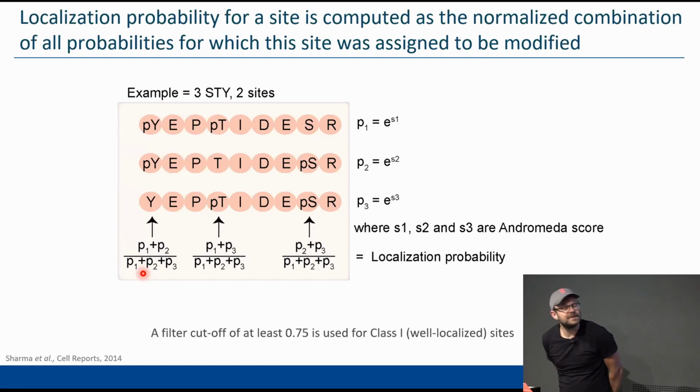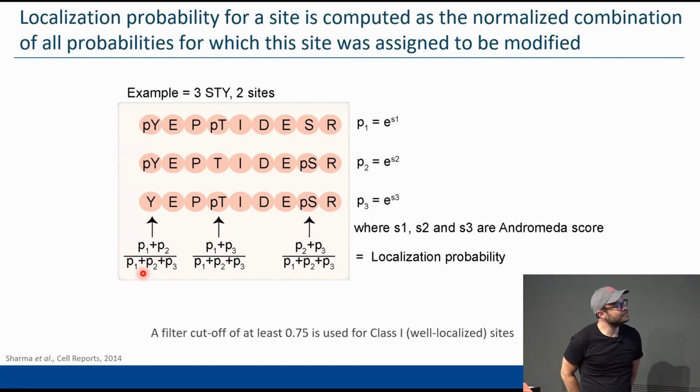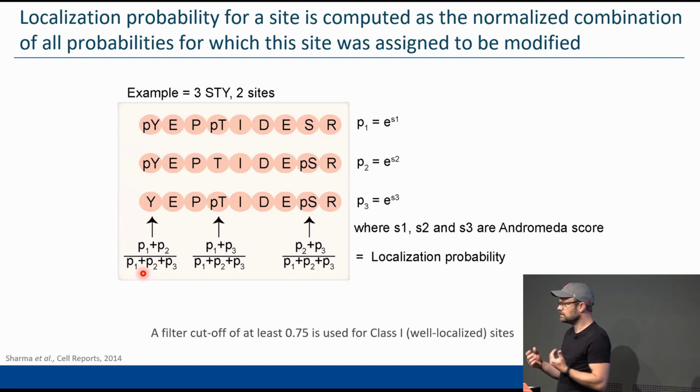And again, there's parameters. If this is at least 0.75, then this is considered as a well localized site. Again, these are empirical parameters.